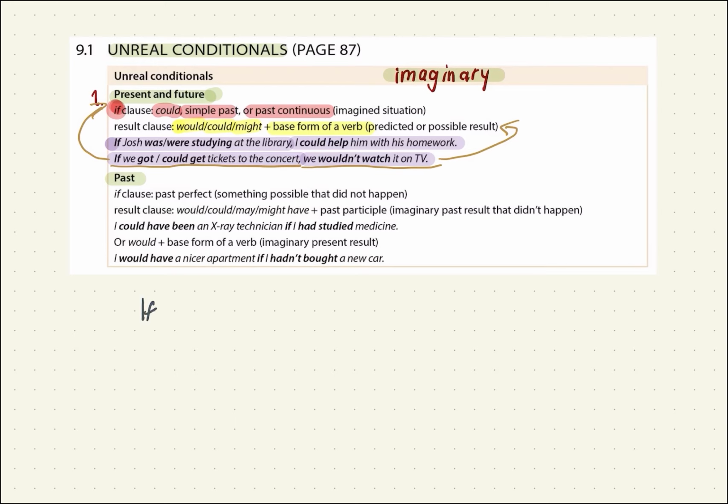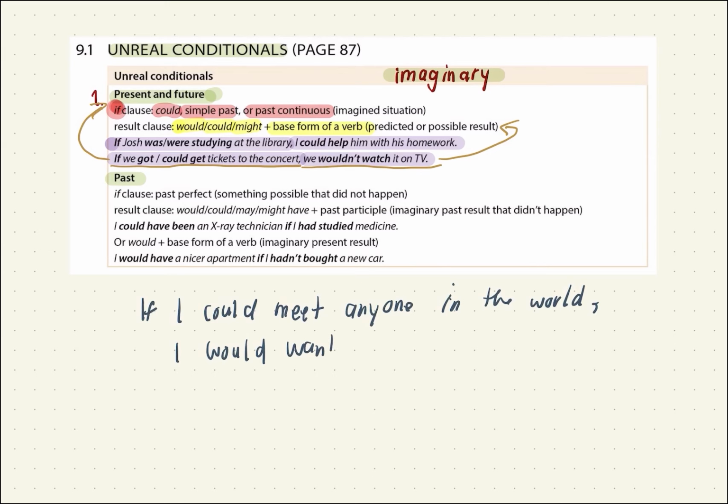Let's say, if I could meet anyone in the world, comma, I would want to meet Julia Roberts. Okay. Now you can see that the grammar follows the same pattern.